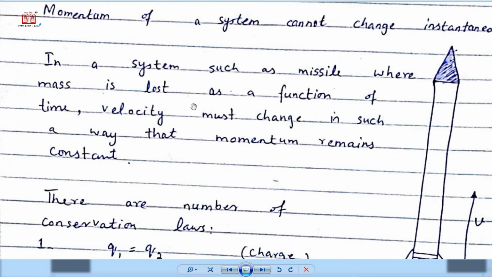In a system such as a missile, where the mass is lost as a function of time, the mass is continuously reducing, because its fuel is continuously burning and being wasted in the form of burning. It is used and its weight is reduced. Velocity must change in such a way that the momentum remains constant. If the momentum is not constant and is varied, then it is very hard for us to achieve the targets. So this is the law that is applied on missiles too.